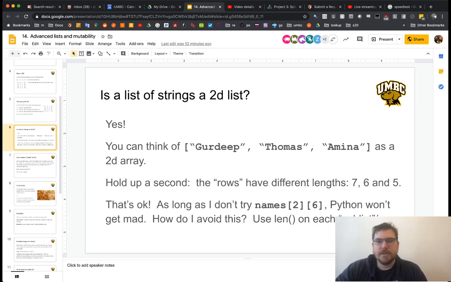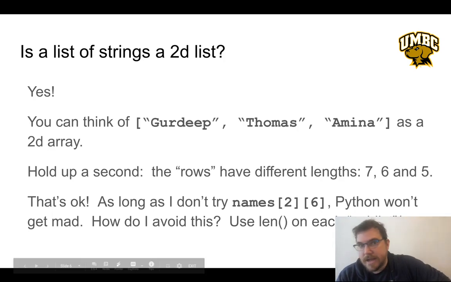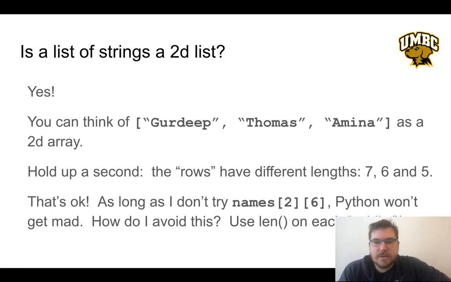Okay. Is a list of strings a 2D list? Yup. If I have Gurdeep, Thomas, and Amina as a 2D array, I have three different rows of three different lengths, right? So this isn't a nice and tidy 4x4 matrix. This is a 2D list where the first row is 7 long, the second row is 6 long, and the last row is 5 long.